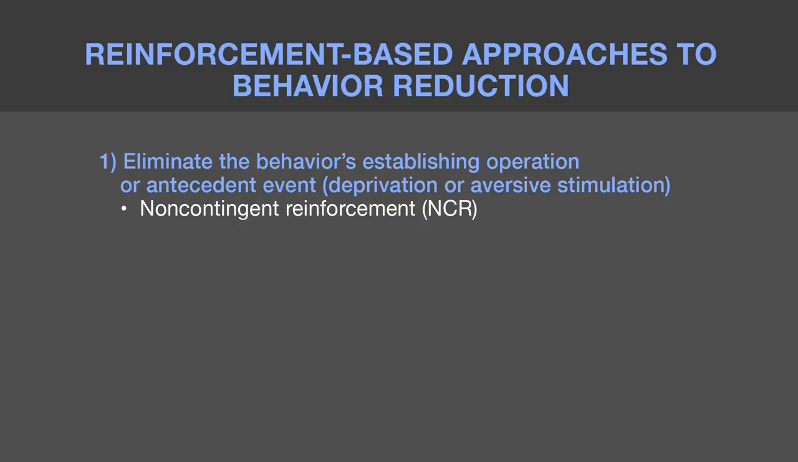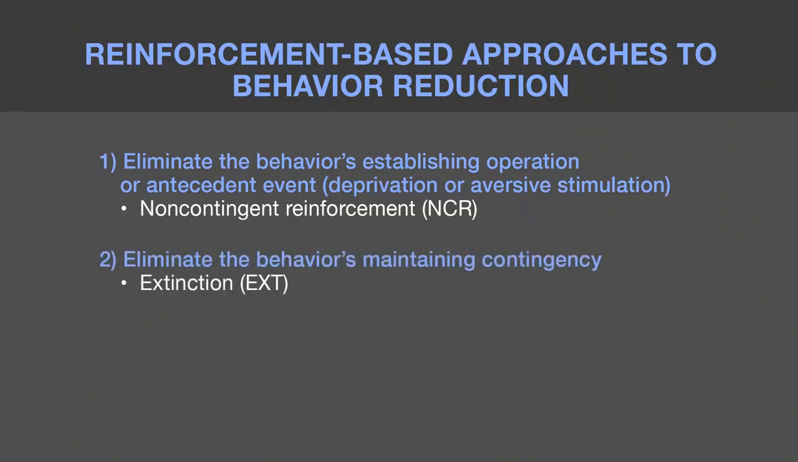How do we identify the establishing operation? We do a functional analysis. So once we've conducted a functional analysis, we can identify the establishing operation that influences behavior, the deprivation from attention, or let's say the presentation of task demands. We know what needs to be changed in terms of antecedent events to make that behavior less likely.